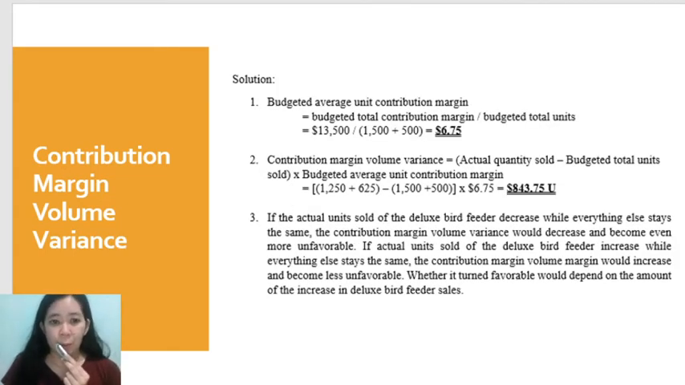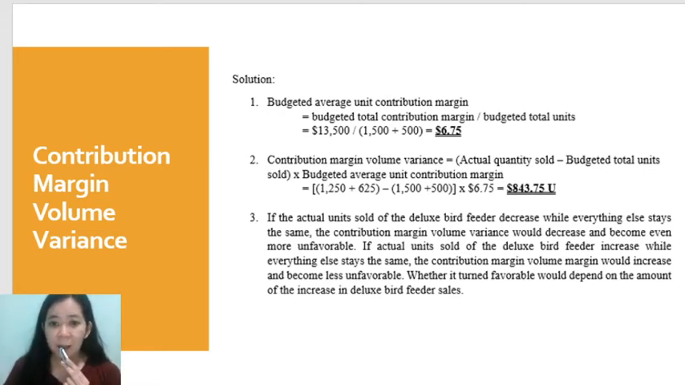Okay, for the solution, so we have number one, budgeted average unit margin. All you have to do is divide budgeted total CM by budgeted total units. So that's $6.75. For number two, our CM volume variance following the formula that we have presented a while ago, we have an unfavorable variance of $843.75.